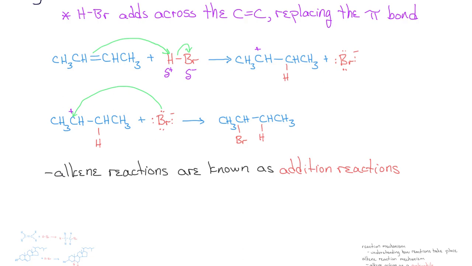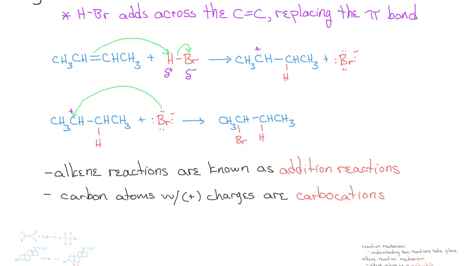Another important feature to recognize in this alkene reaction mechanism is the presence of a positive charge on one of the carbons, the one that did not get the initial hydrogen that was added across the double bond. This carbon atom with a positive charge is known as a carbocation. In alkene addition reactions, it will be common to have a carbocation formed in the first step of the mechanism. In later videos, we'll use the presence of the carbocation to predict which of the carbons gets the hydrogen and which of the carbons gets the nucleophile.